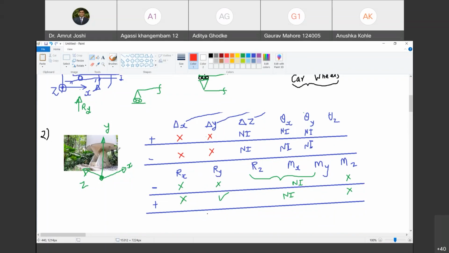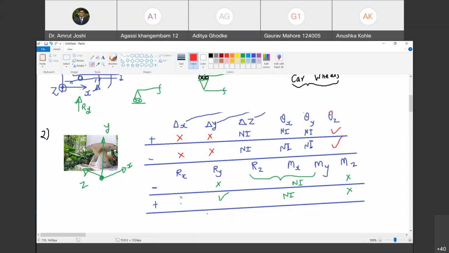What can you say about rotation about z-axis? Z-axis is like this. Is rotation about z-axis freely possible? Yes, possible, because this pin, we assume that it is frictionless. So therefore, theta z in clockwise as well as anti-clockwise manner is freely possible. Happy? Yes, sir.